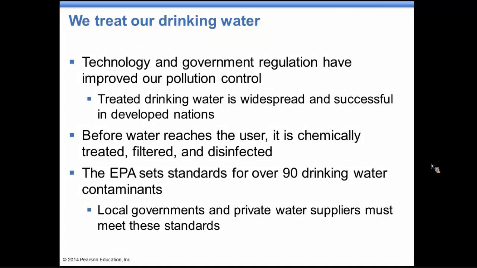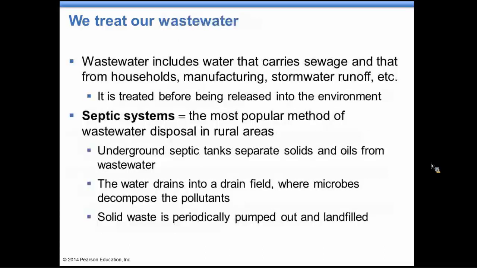It's water from showers, sinks, and just municipal use. Water used in manufacturing or industrial cleaning processes, but also stormwater runoff. In rural areas, septic systems are the most popular method of wastewater disposal.